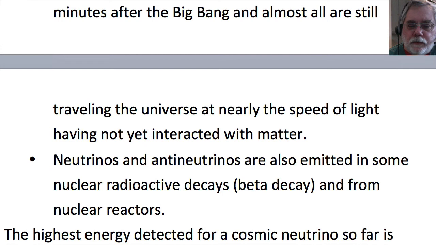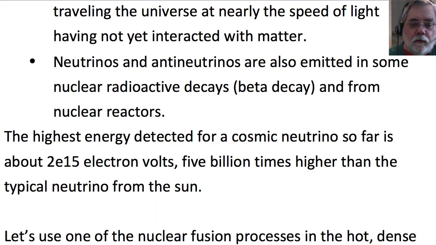Neutrinos and antineutrinos are also emitted in some nuclear radioactive decays, in beta decays, and from nuclear reactors. The highest energy ever detected for a cosmic neutrino so far is about 2 × 10⁻⁵ electron volts. This is like 5 billion times higher energy than the typical neutrino from the Sun.